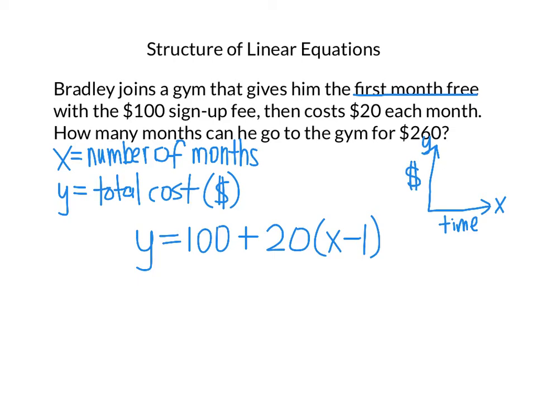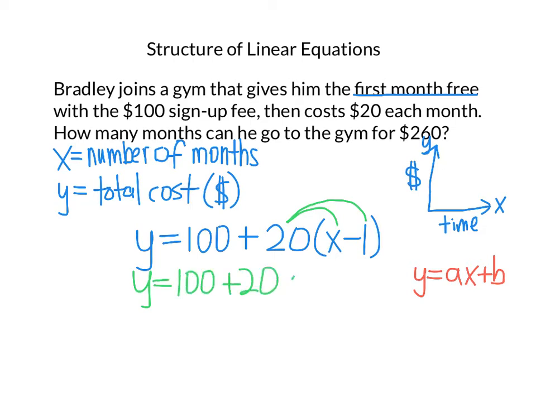Now, some of your problems are going to ask you to write the equation, and there you go, there's your equation. And then it'll say, write it in the form y equals ax plus b. Well, when it says that, that means that we have to now distribute the 20, meaning multiply each term inside by the 20. So y would equal 100 plus 20x plus negative 20.